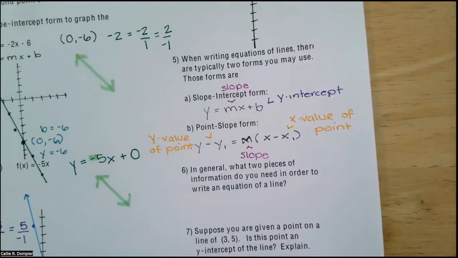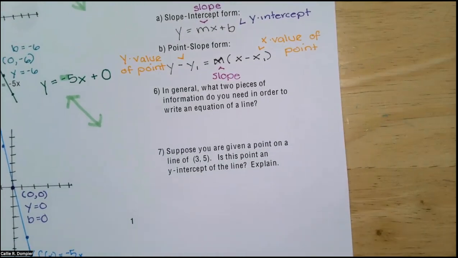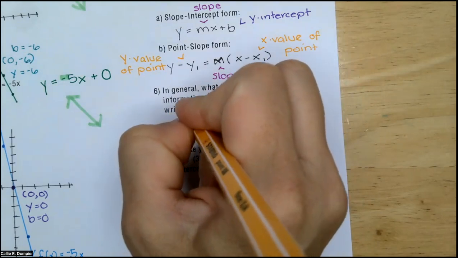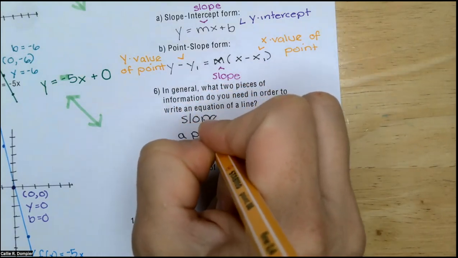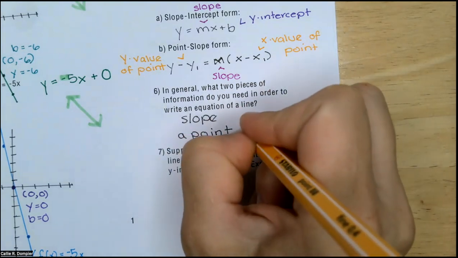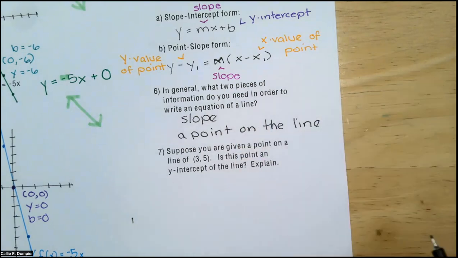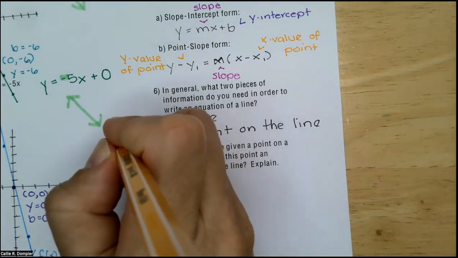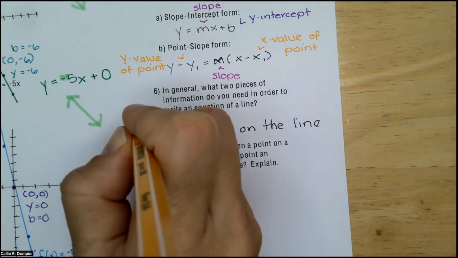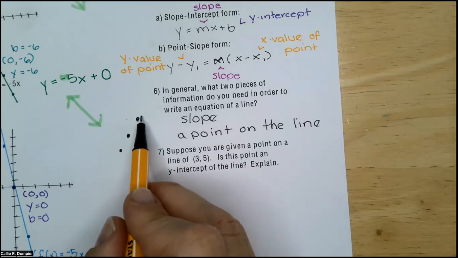In general, what two pieces of information do you need in order to write an equation of a line? You need the slope, right? And you need a point on the line. Because once you have a point and you know the slope is 2, you can just go up 1 over 2, up 1 over 2. You can use that point and that slope to infer the next point.